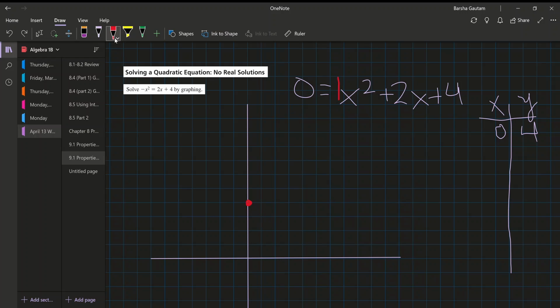So let's go ahead and try a couple points so we know which direction we should start finding some points. Let's try the point 1, always the simplest and easiest point to use other than 0. So 1 squared is 1. 2 times 1 is 2. And then plus 4. So 1 plus 2 is 3. 3 plus 4 is 7. So let's go ahead and label that 1 and 7. So we have 1 and up 7. 1, 2, 3, 4, 5, 6, 7.